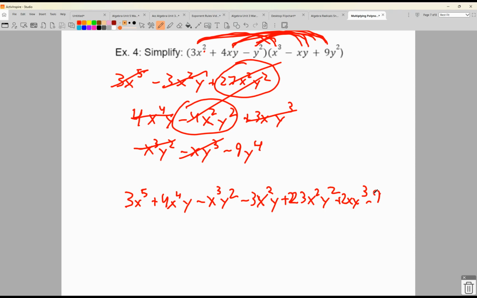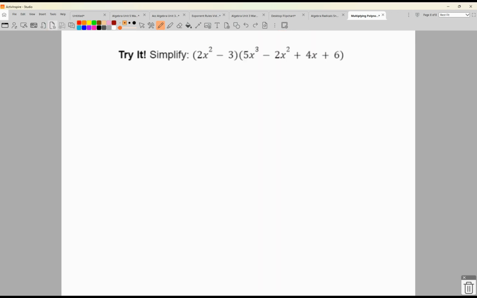This problem didn't have a lot of like terms, and this is a pretty complicated problem. But you can see from here, the general process is just to distribute everything from one of your polynomials to everything of the other one of your polynomials, and then just combine your like terms. I'm going to leave you with this try it problem. You need to simplify this expression. We've got a binomial times a 4-term polynomial. Give that a try and see how you do.